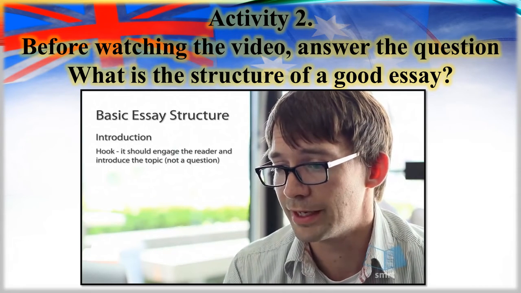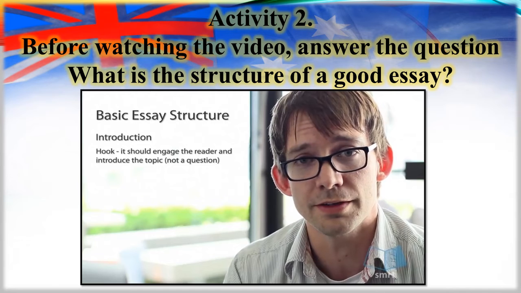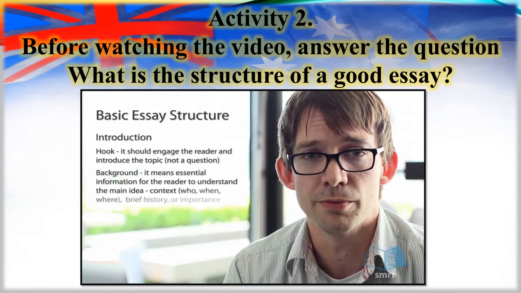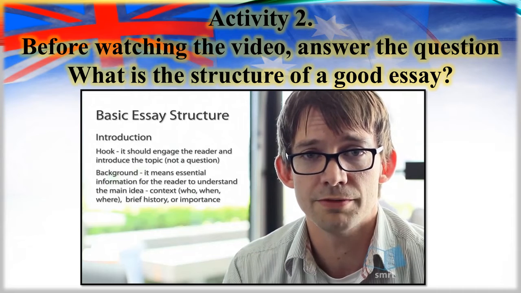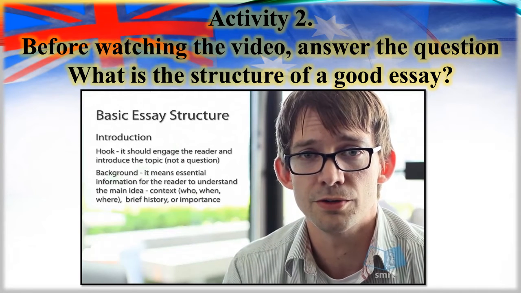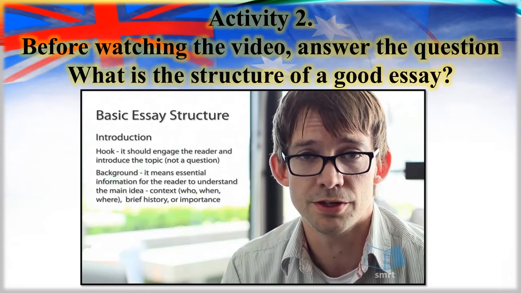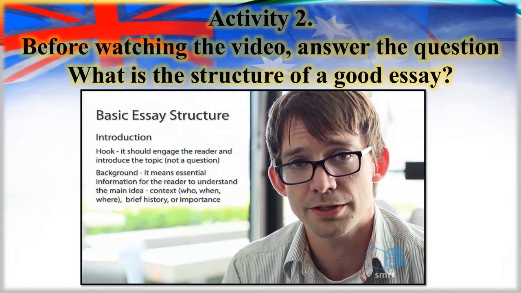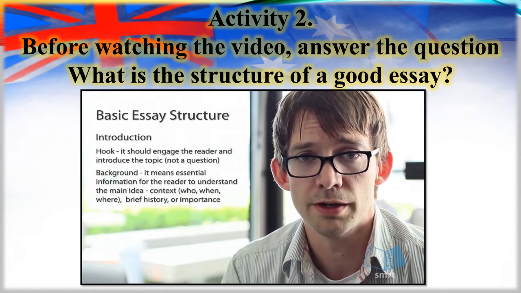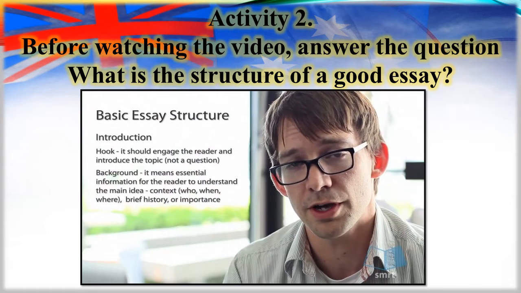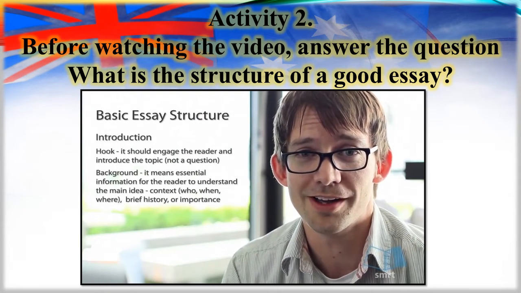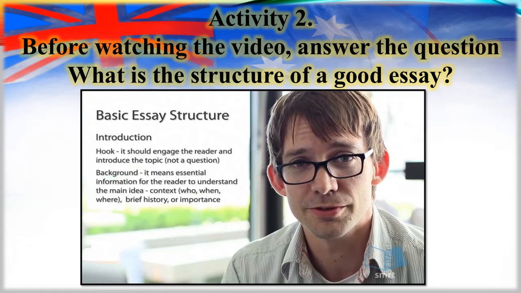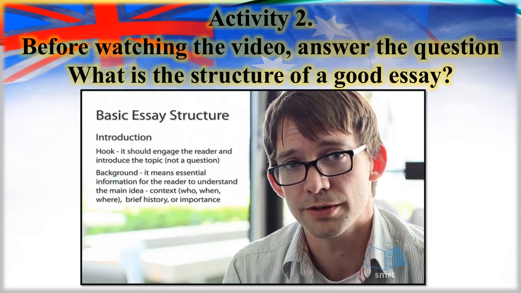After you've engaged the reader with a good opening sentence, you want to give some background information. That just means any information that's essential for the reader to have in order to understand your main idea or to understand the topic. So this could be context, like where and when. It could be a brief history of the topic, or it could be an explanation of why the topic is controversial to begin with, or why it's important.